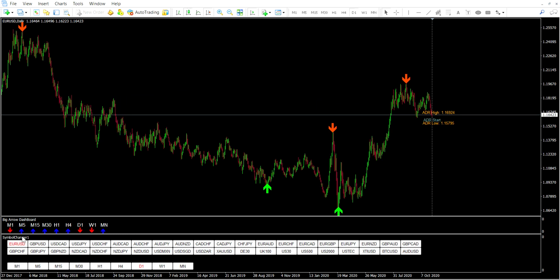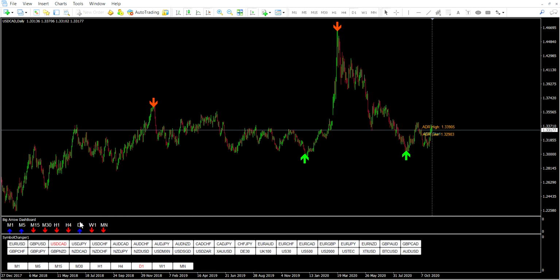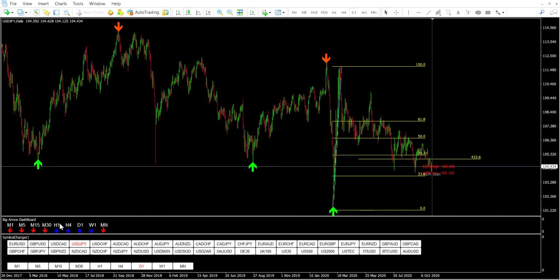Euro USD, they're different, so I ignore it. Great British Pound USD, 2 down, 2 up, so I'm ignoring that. Again, ignoring it. 3 up, 1 down, still ignoring that.